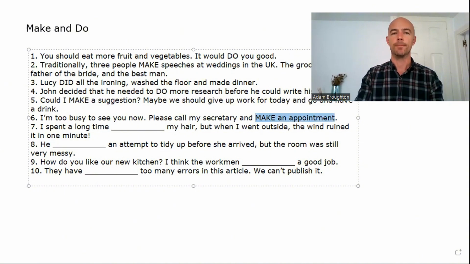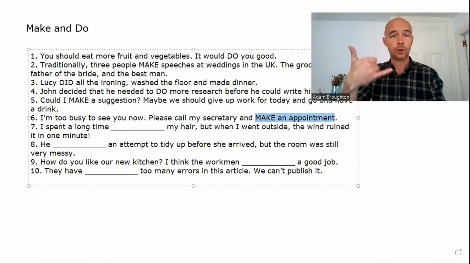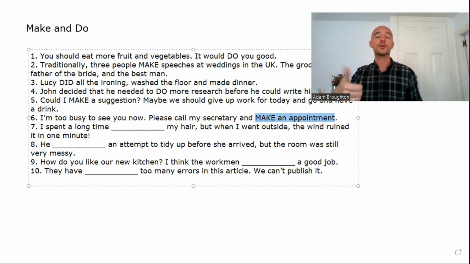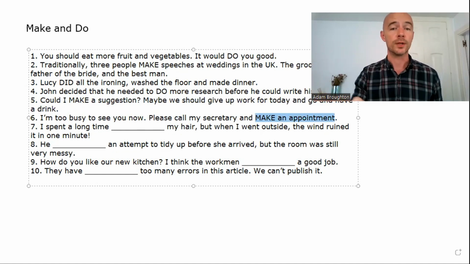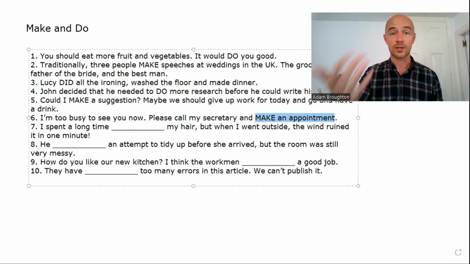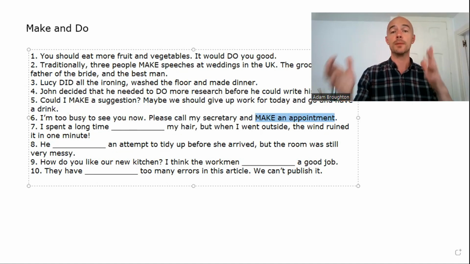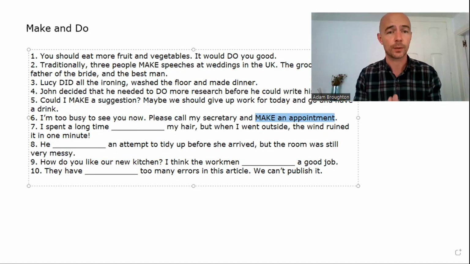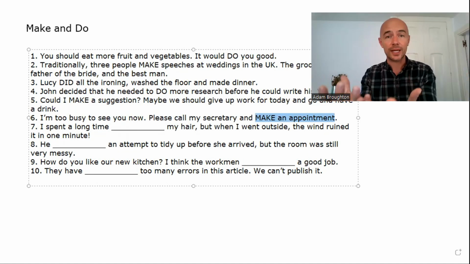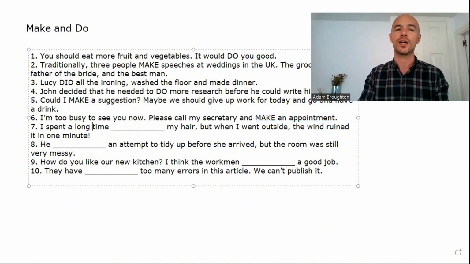When you call the doctor, for example, the secretary answers, the standard sentence that you say is, I'd like to make an appointment. Just like you like to make a reservation when you call a restaurant. So you make an appointment, you make a reservation, because you're creating this thing. It didn't exist before, now it exists. So it has this creative quality. You make an appointment, you make a reservation in a restaurant or hotel.